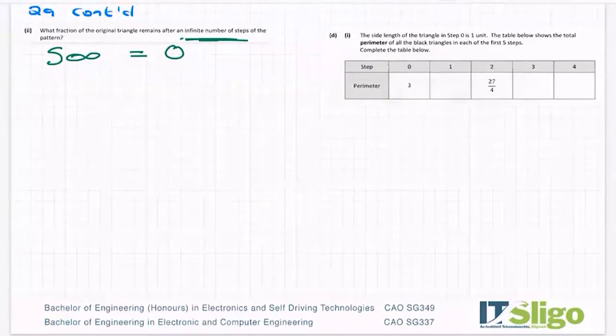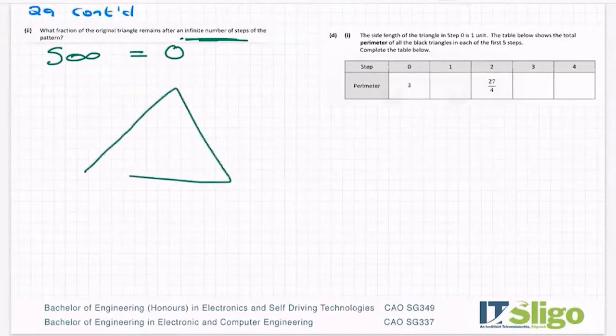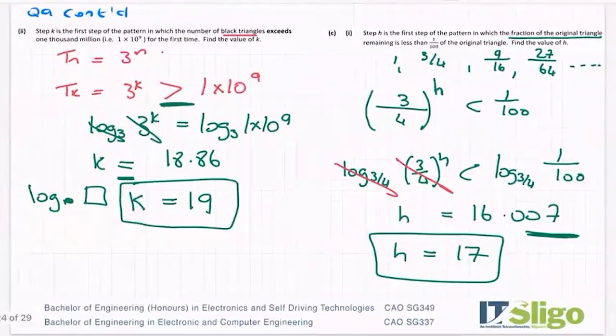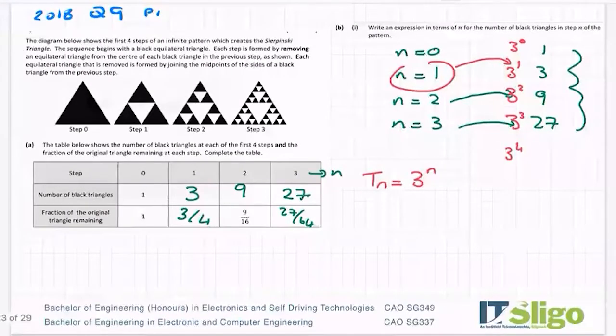Part D, the side length of the triangle in step 0 is 1 unit. The table below shows the perimeter. So what they're saying is that original triangle is 1 unit. You have to imagine an equilateral triangle, so you get a perimeter of 3. The table below shows the total perimeter. Complete the table below. So in step 1 then, I need to go back and see what's happening.